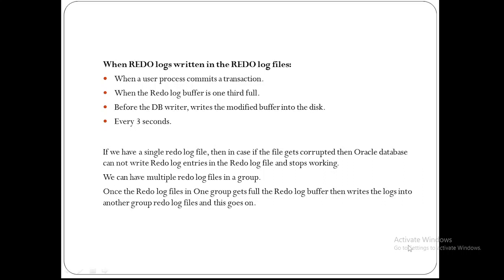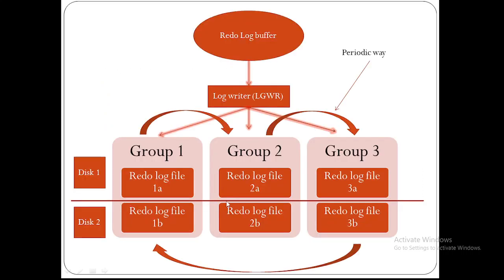I'll tell you what the need of groups is and what they are. Once the redo files in one group get full, the redo log buffer then writes the logs into another group. Okay, so these are the groups. You see, there are two in one group. We have two redo log files. We can have more than two, three, four, five, anything. Here, for information purposes, we have two redo log files, and we made group one, and here we made group two, and the same we made group three.